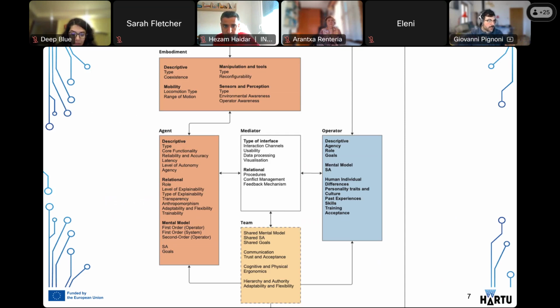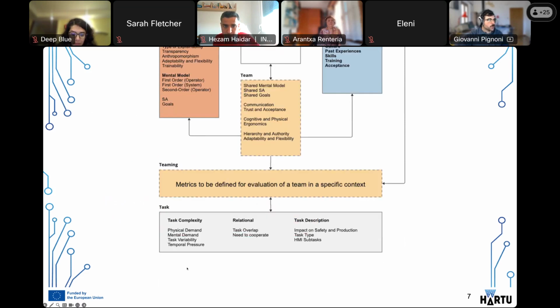So when we have these three things interacting, we arrive at the team and teaming side of the thing. You could look at it as two sides of the same medal, because the team for us is a description of the emerging interaction between the agent and the operator. So we start to talk about concepts such as shared mental model, shared situational awareness, and shared goals. These emerge from the interaction of these two protagonists, but there are also things that we can in part design and say, okay, in order to better engage in teaming, we need to have a certain type of shared mental model.